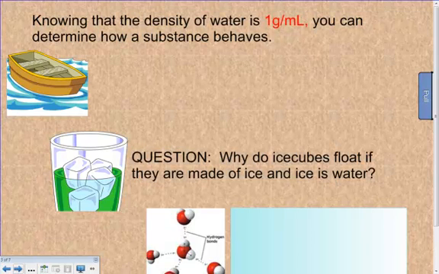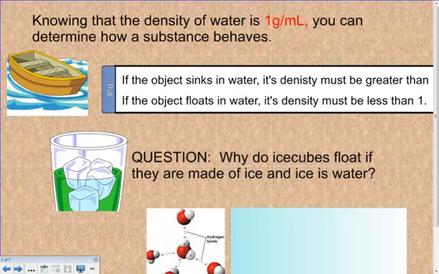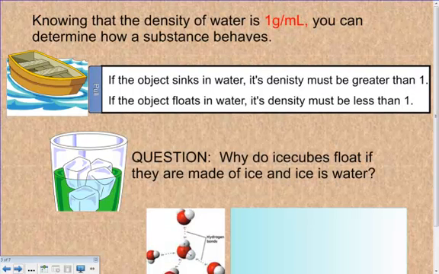Knowing that the density of water is 1, you can determine how a substance behaves. So if something floats or sinks, you can determine this based on the fact that water's density is 1. If the object sinks in water, the density must be greater than 1. And if the object floats in water, the density must be less than 1.